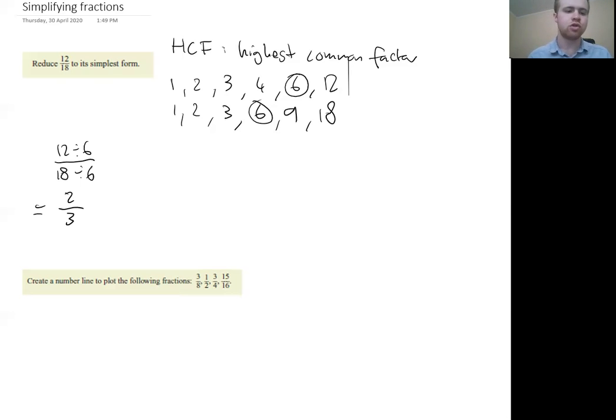So 2/3 is the same as 12/18. We've divided top and bottom by 6. And the reason why we know that's the simplest form is because we divided by the HCF. We can see straight away 2 and 3 don't have any common factors, so we can't simplify it anymore. So that's how we go about simplifying fractions by using the HCF, the highest common factor.